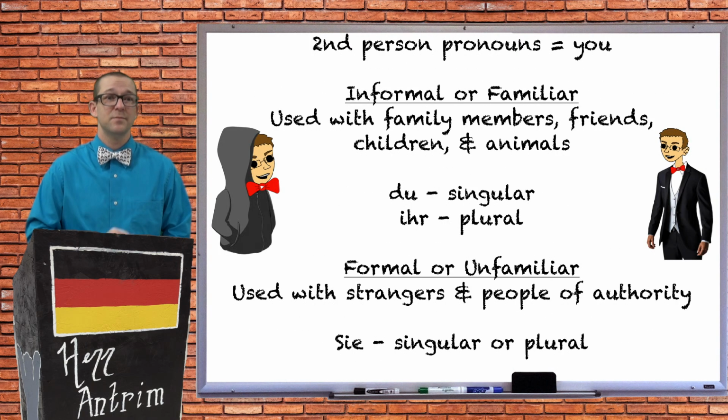There are 3 second-person pronouns in German. All of these translate as you in English. Du and ihr are used with people with whom you are familiar. This includes family members and friends, but also children, even if they're not your own, and pets or just animals in general. Du is used to address one person, and ihr is used to address more than one person. Sie is used with people that you don't know well, or people of authority. This one again could be singular if you're addressing one person, or plural if you're addressing multiple. I already did an in-depth video about the difference between du, ihr, and sie, so if you want more details about these pronouns, I've linked that video in that thing that pops up in the corner over there.